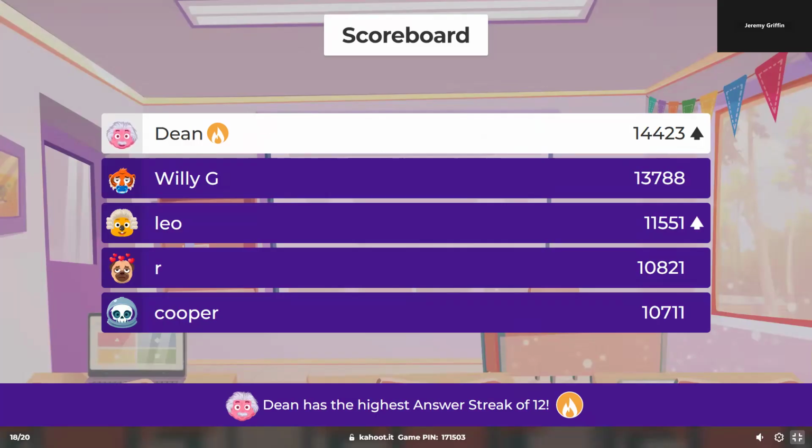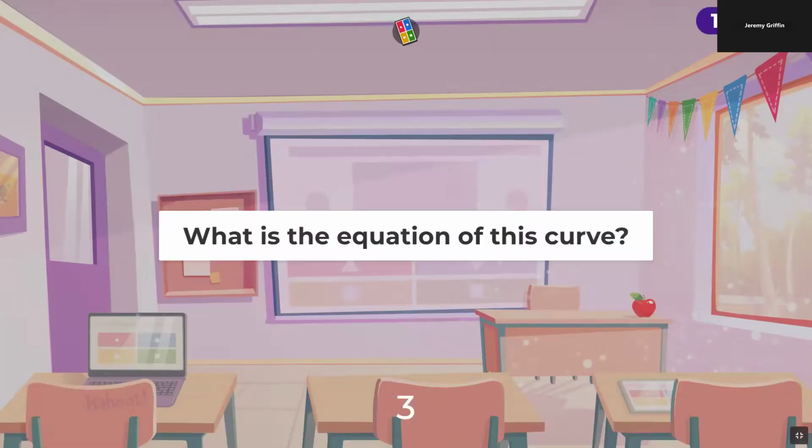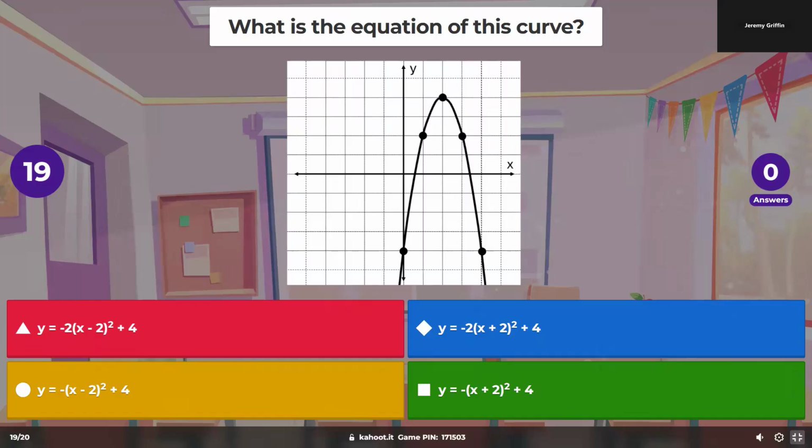Dean, streak of 12. Cooper, R, Leo, Willie G. Dean just took over Willie G. No way. There's no way.